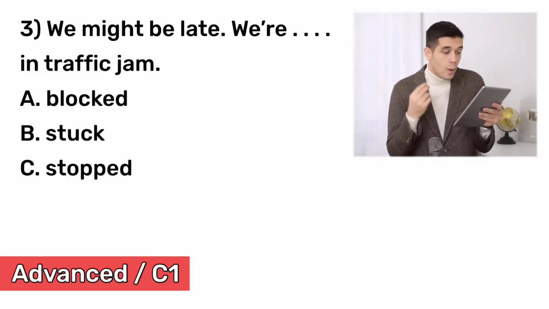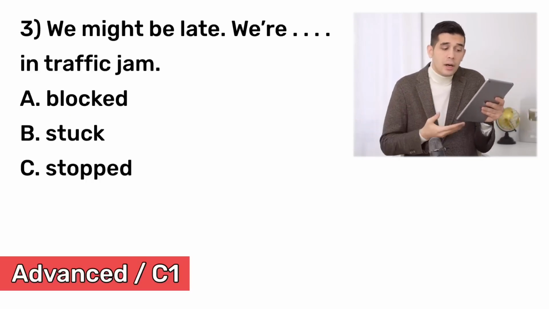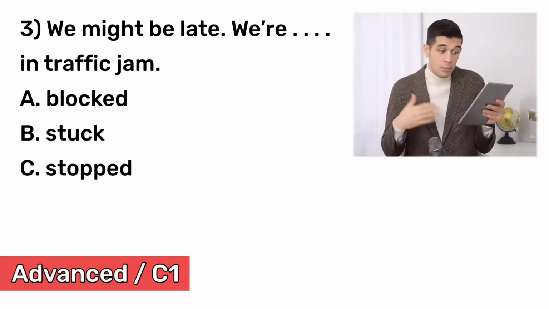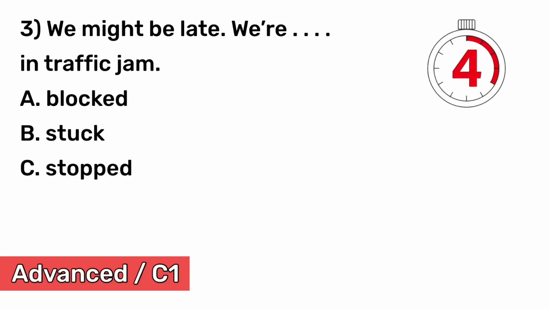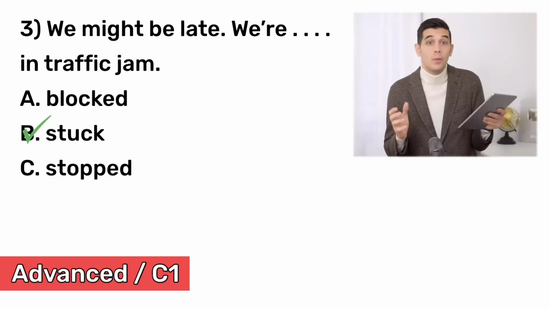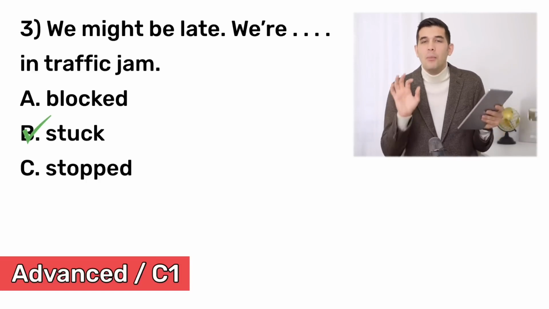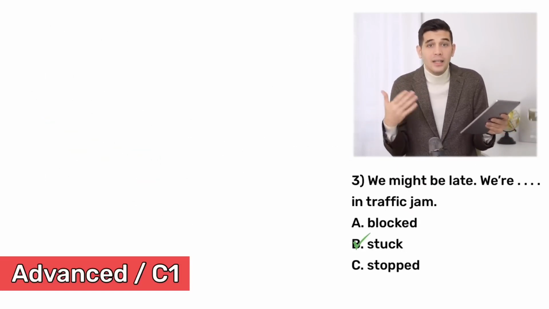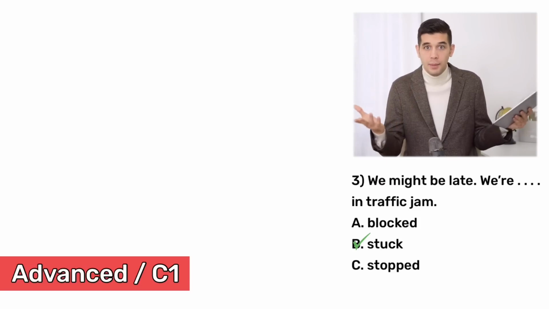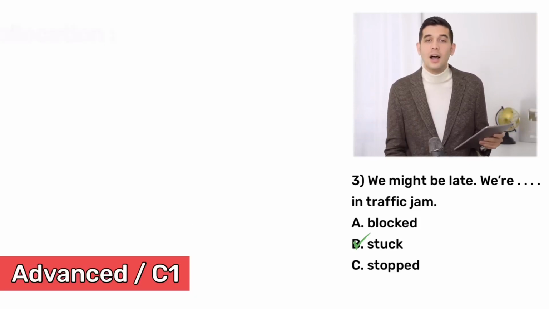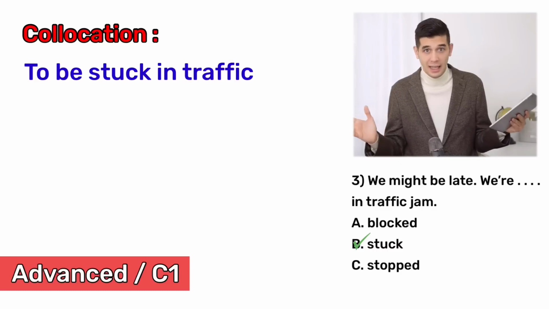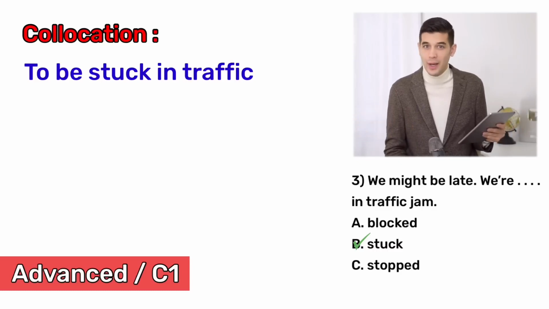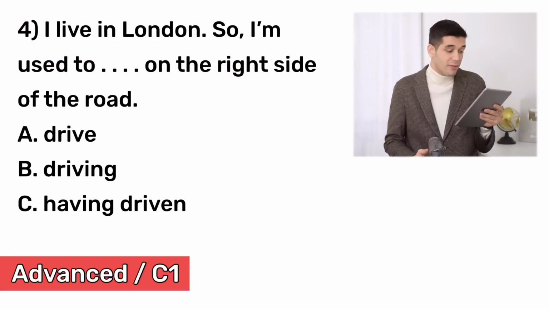Question 3. We might be late. We're in traffic jam. Blocked, stuck, or stopped? We're stuck in traffic jam. But why stuck? Why not blocked? Why not stopped? They all make sense, right? Again, this is a collocation. To be stuck in traffic. That is the collocation, and you have to use it that way. Let's move on to question number 4.